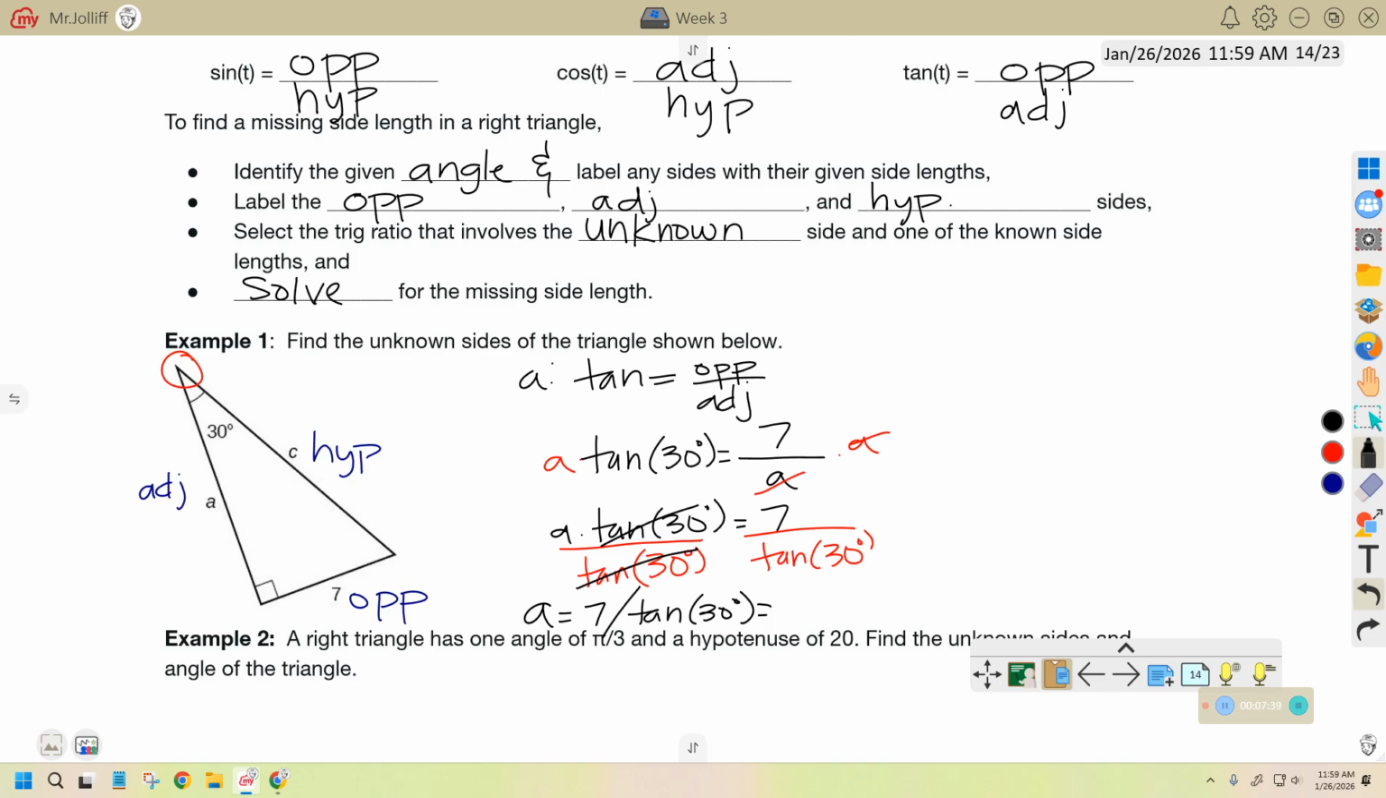Raise your hand when you've got a number. Jesus, what do you got? 12.124, which rounds to 12.1. Can I get a thumbs up if you agree with Jesus? I see thumbs up around the room. Very good. Perfect. So now in my side, I know that this side is 12.1.